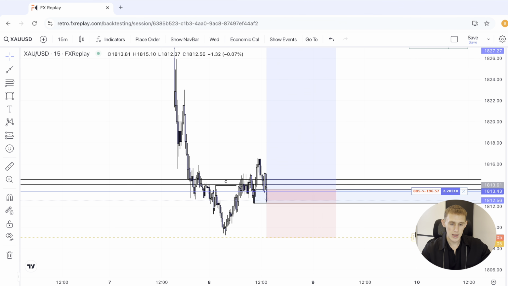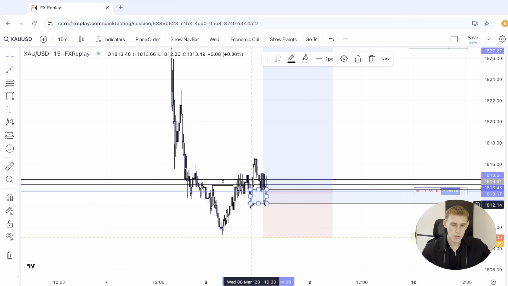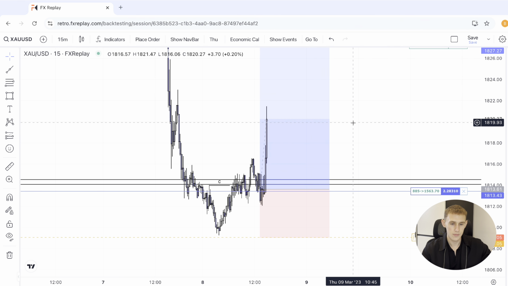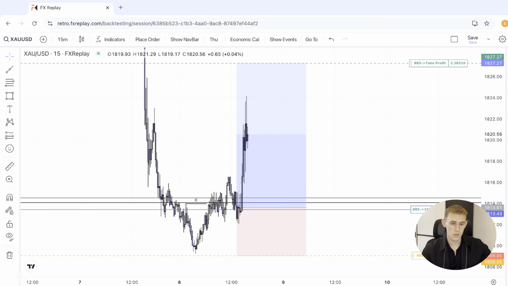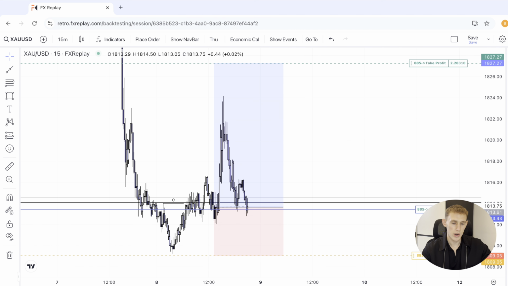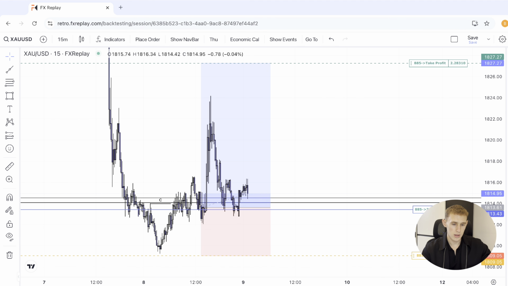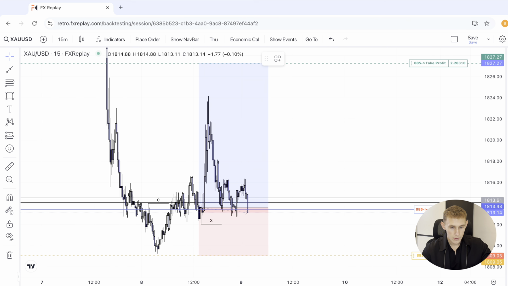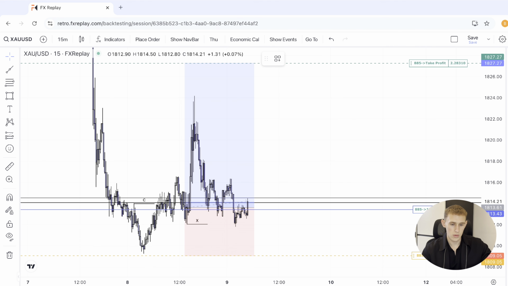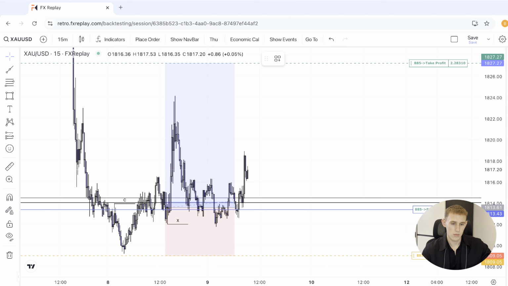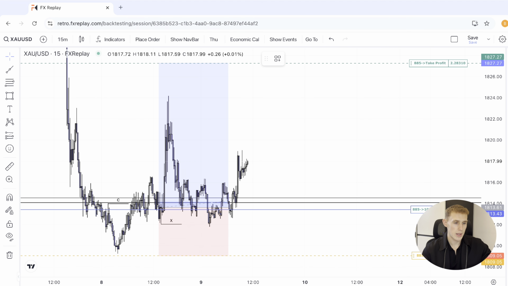So here we have just come into that demand. Price did sweep the demand low, but there we go. Started to get the rally now. Could see one last grab of this low. If it comes any lower than that though, it's probably going to hit stop loss. I'm going to get a re-entry here actually.